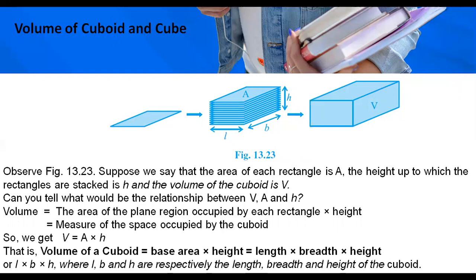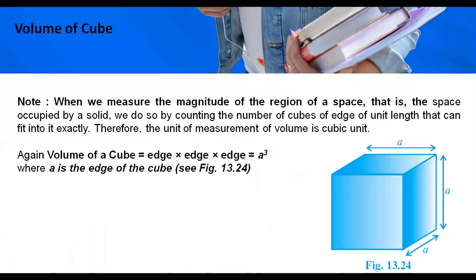That is equal to length into breadth into height, or L into B into H, where L, B, H are respectively length, breadth and height of a cuboid. Volume is always measured in cubic units, and the standard unit volume is 1 centimeter cube.